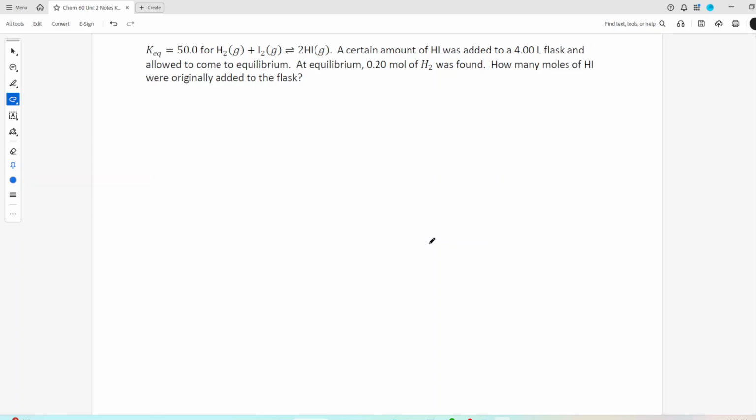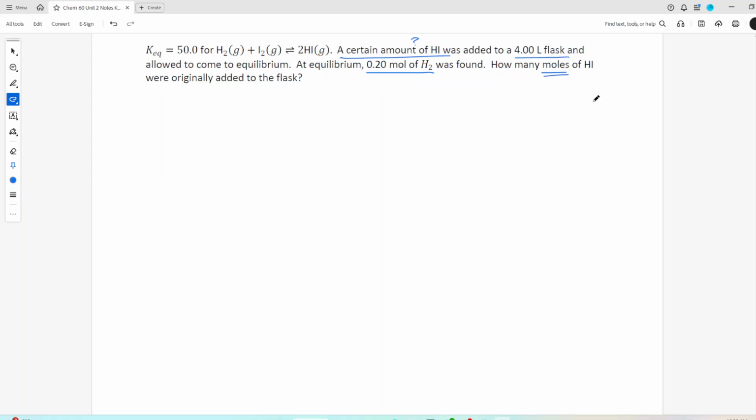Okay, sorry, now it's number 2. So again, KEQ is 50 for hydrogen plus iodine gives off 2 HI. A certain amount of HI was added. So this is the unknown. This is your initial concentration of HI. Was added to a 4-liter flask and allowed to come to equilibrium. At equilibrium, 0.2 moles of hydrogen was found. How many moles, again, of HI were originally added to the flask?